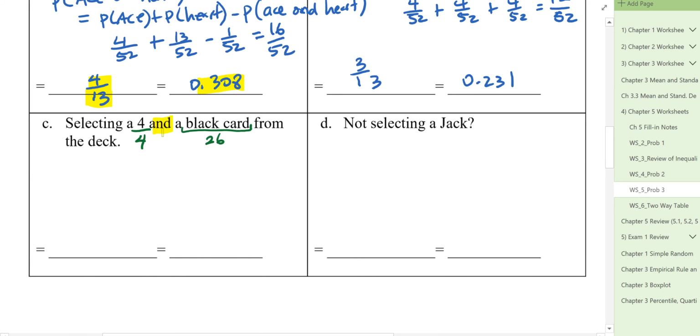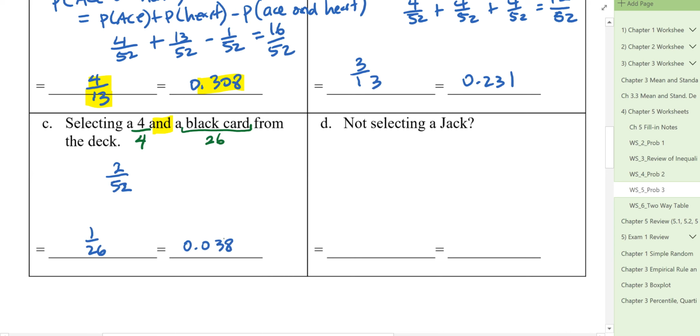Now the question asks me for "and": selecting a 4 and a black card. Another way of facing the problem is selecting a black 4. Again, think about the overlap. You have 4 cards that are a 4 and 26 cards that are black, but 2 of the 4s are black. So half the 4s are black. The overlap of 4 and black is just 2 cards. So the answer is 2 over 52, which reduces to 1 over 26, and to 3 decimal places is 0.038.